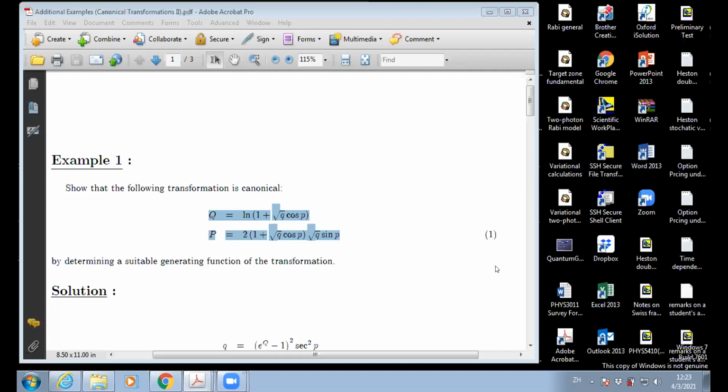Now, if you don't add these extra terms, then the partial derivatives of the generating function will not be so simple. That is a simple argument. So you need to add those extra terms so that the partial derivatives of the generating function look very simple and can be handled easily. Any more questions?